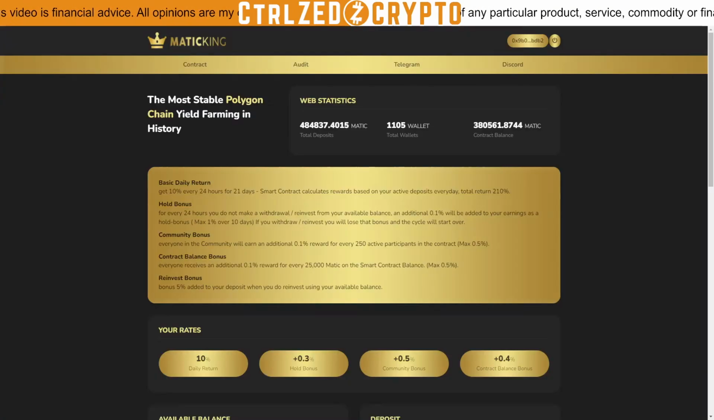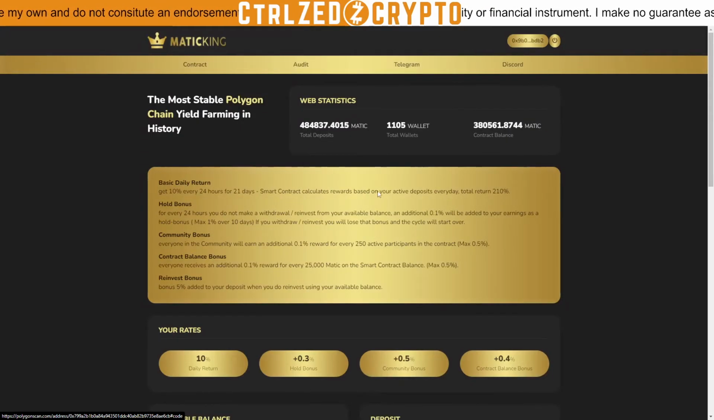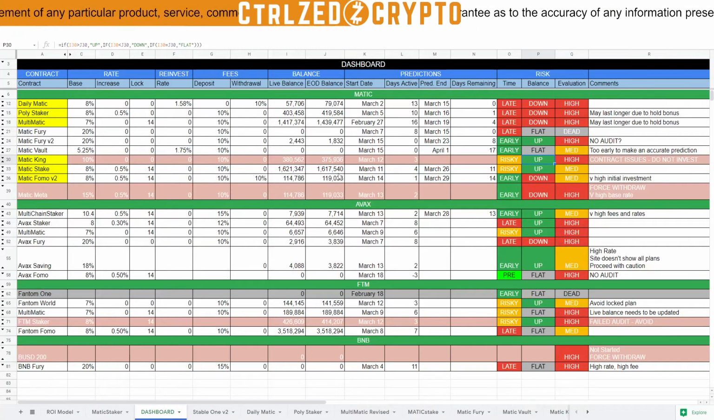So how is that happening? Because when you go to the website, you cannot actually deposit. They've removed the deposit button from the website. So I think what is happening is that people have gotten the same idea as me, and they're thinking that Matic King has a contract balance, but no one to pay it to.